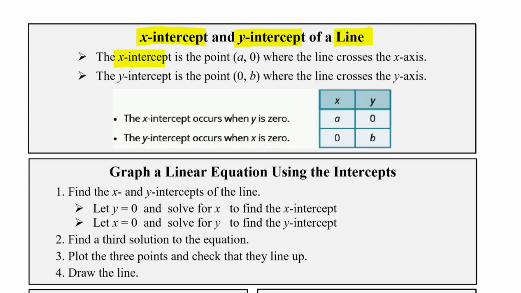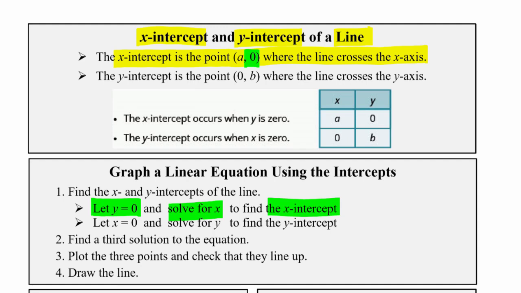The x-intercept is the point (a, 0) where the line crosses the x-axis. What I want you to notice about that ordered pair is that it has a 0 in the y spot. So when we have the equation of the line, we are going to solve for the x-intercept by letting y equal 0 and solving for x, and that's going to give us the ordered pair where the line crosses the x-axis, or the x-intercept.